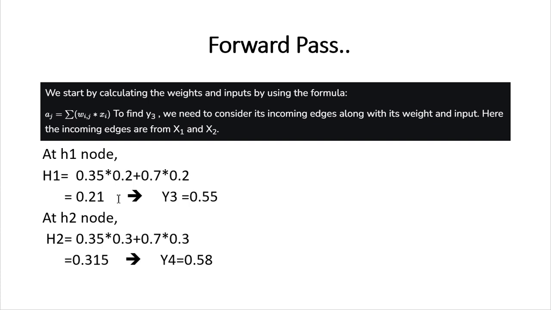function, 1 by 1 plus e power minus whatever input we got. So this is the input we have got, that is a1 we can call it. Then it will be 1 by 1 plus e power minus a1. So the final output at h1 is 1 by 1 plus e power minus 0.21. If we calculate that, it will come approximately 0.55.